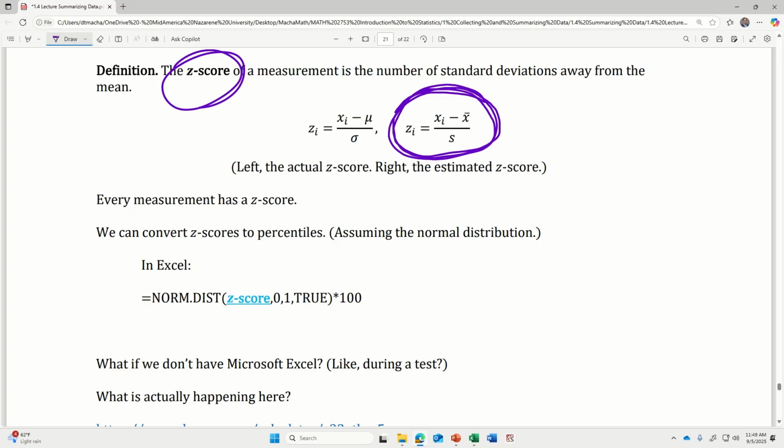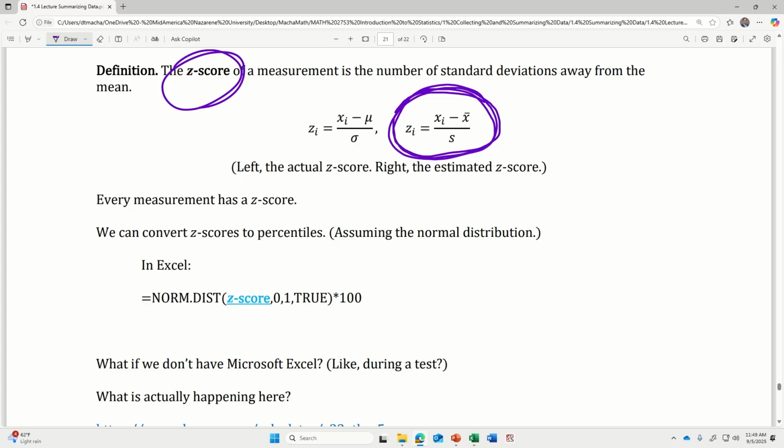Maybe I shouldn't have even included it. Because why? We don't know what the population mean is, and we don't know what the population standard deviation is. Those are parameters. Those are hidden away from us. We can't ever really know what those are. The formula we're going to use is we're going to take the measurement, subtract the sample mean, and divide by the sample standard deviation. And that's going to give me the z-score for that measurement. And it just tells you how many standard deviations you are away from the mean.